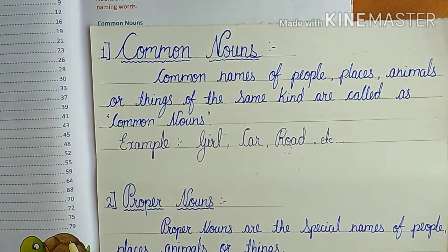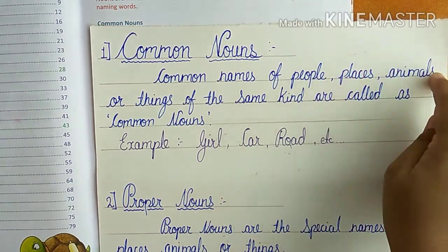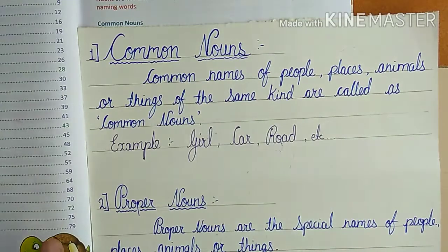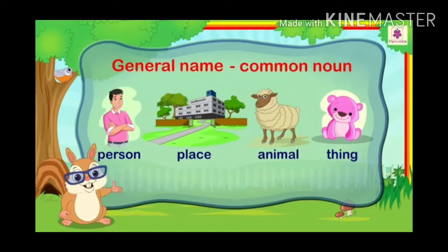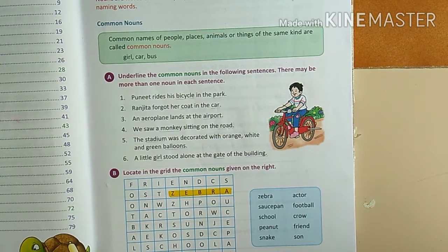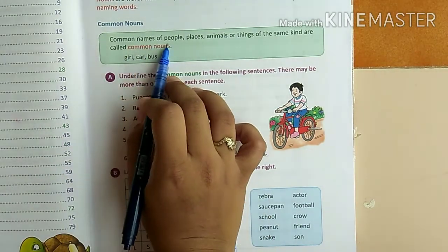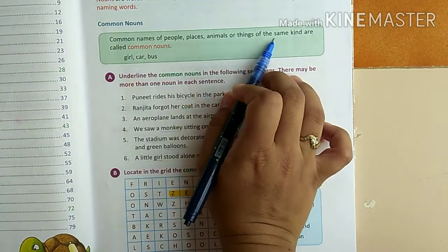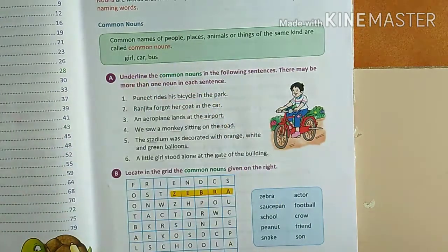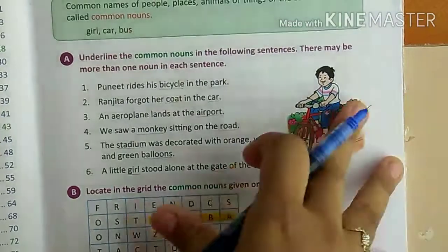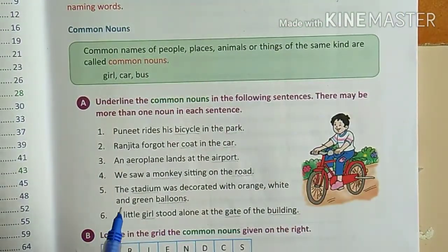So common nouns are the nouns which are common for people, place, animal or thing. Same kind ke liye ek hi naam bolte hain, that is called as common noun. The general name of a person, place, animal or a thing is a common noun. So I hope everyone understood. Common names of people, place, animal or thing of the same kind are called common nouns. Common names, unko kya bolte hain? Common nouns.